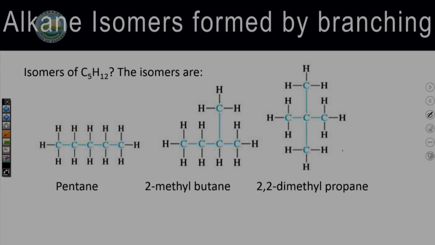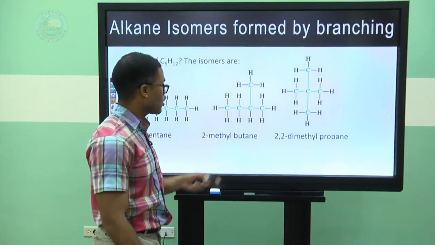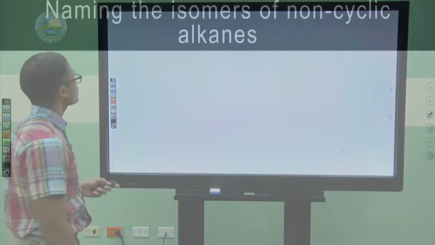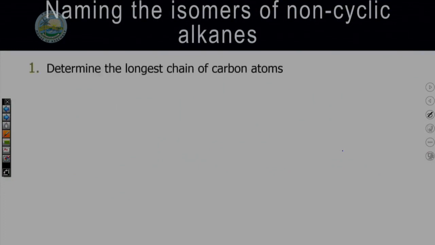Well, there's a way in which you can learn, all right, which we refer to as organic nomenclature. You can learn how to name these compounds. So let's go ahead. Naming isomers of non-cyclic alkanes. First thing first, in naming an alkane, you must determine the longest chain of the carbon atoms.